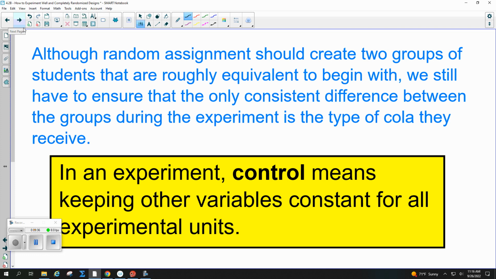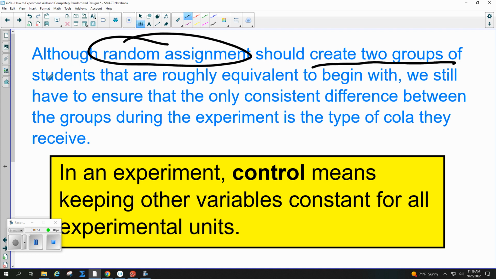All right. Now, I would write this part down. The entire purpose of random assignment. What's the point of it? Why do we do it? Okay? The reason I need random assignment is to create 2 groups of students that are roughly equivalent to begin with.